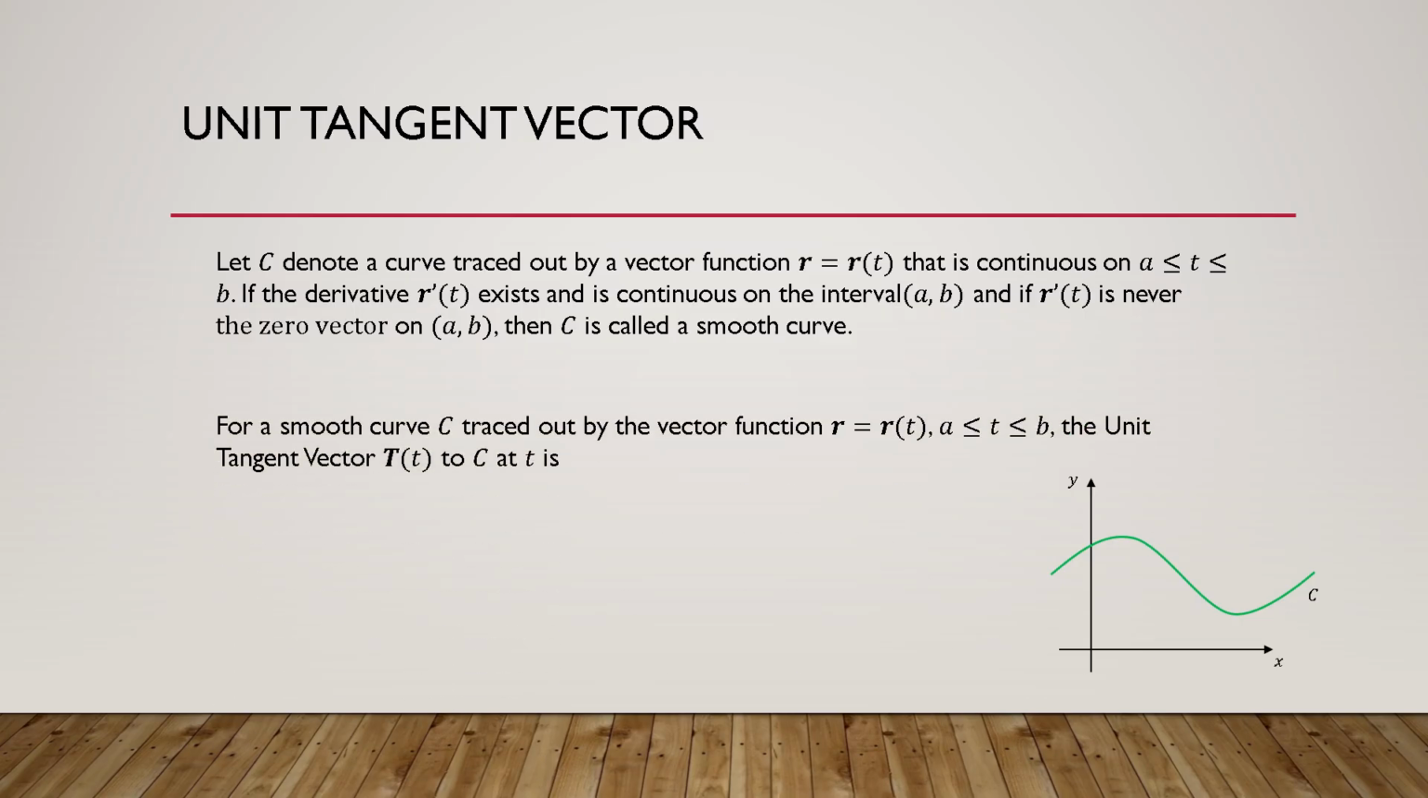For a smooth curve C traced out by the vector function r equals r of t, for a less than or equal to t less than or equal to b, the unit tangent vector T of t to C at t is T of t equals r prime of t over the magnitude of r prime of t. The unit tangent vector is used to analyze the geometry of a curve.